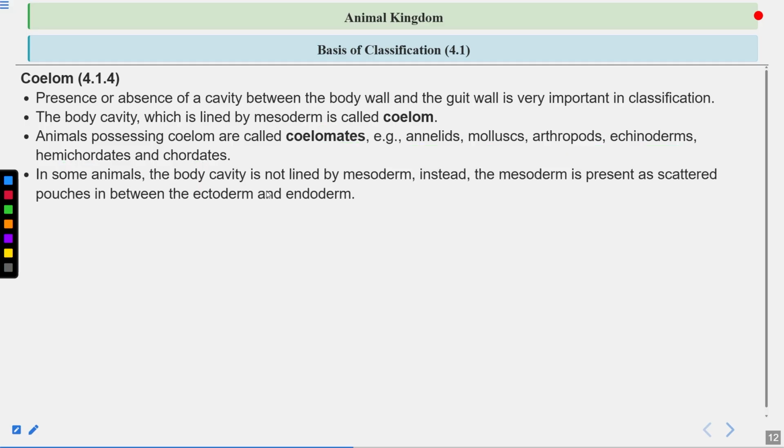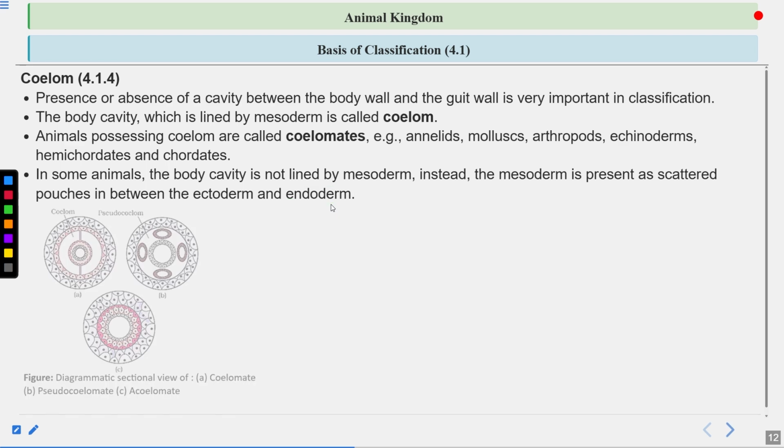In some animals, the body cavity is not lined by the mesoderm. Instead, the mesoderm is present as scattered pouches, right? Between the ectoderm and endoderm, this mesoderm layer is present, but in very separate pouches, right? So that is called pseudocoelom.